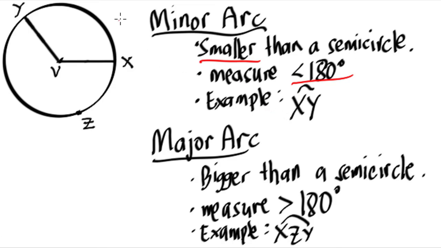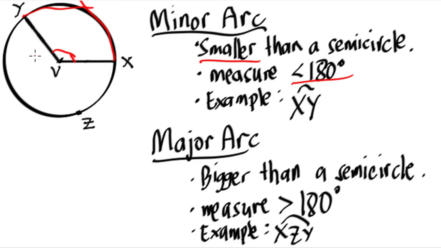One example that we can see here is arc XY. Arc XY is over here. The measure of this arc XY is strictly less than 180 because it's less than a semicircle. Thus, whatever the measure of XY is, it's the same measure as angle XVY. So that's a minor arc, smaller than a semicircle.